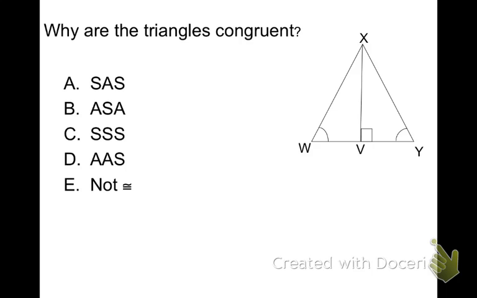Well, all we know about them from the diagram is we have these corner angles congruent. We've got a right angle, XVY is a right angle. Well, based on perpendicularity, that means XVW is also a right angle. That gives us two congruent angles so far. And then the segment VX is shared. So we have an angle followed by an angle followed by a side, which is all we need.